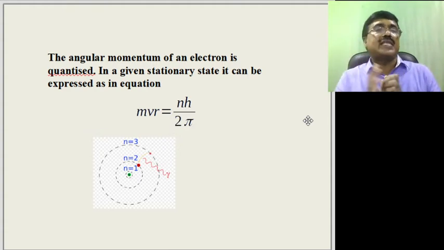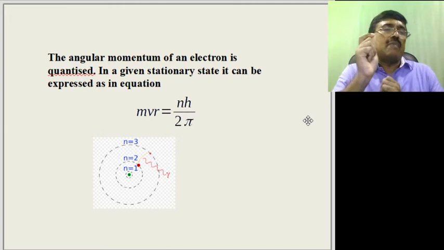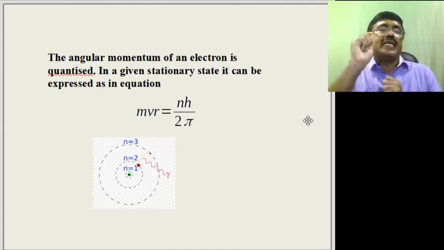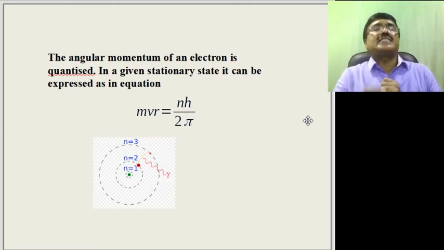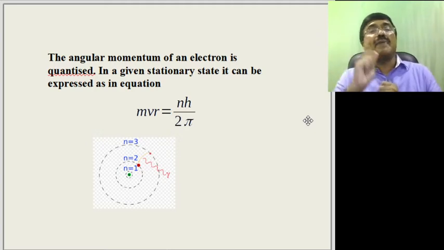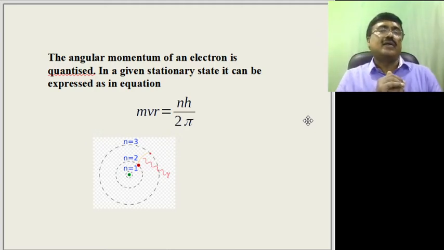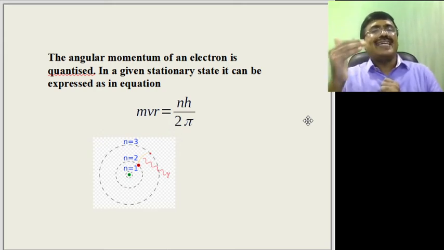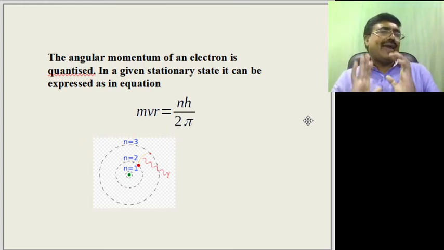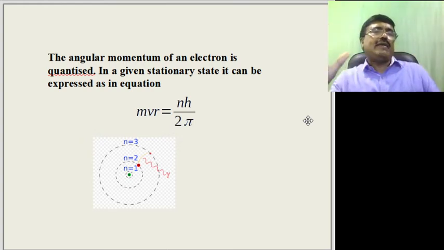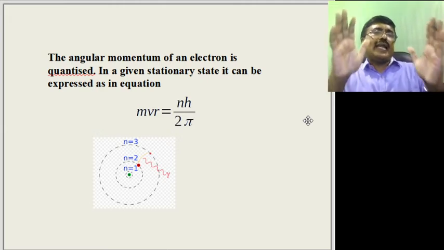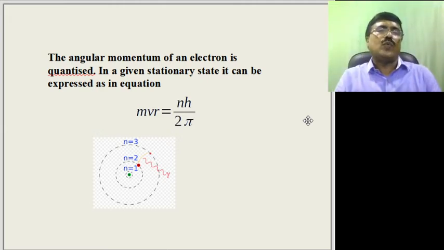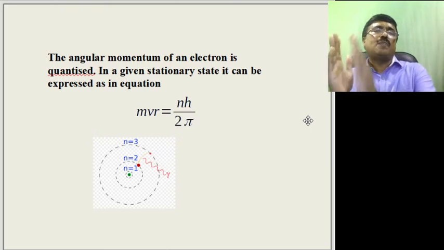And angular momentum is given by the expression mvr. M is the mass of the particle, v is the velocity of the particle, and r is the radius of the orbit, circular path. That is mvr. That will be the angular momentum of a particle revolving in a circular path of radius r. Right. And this cannot have any desired value. It can have only certain particular value, and that is given by nh by 2 pi.